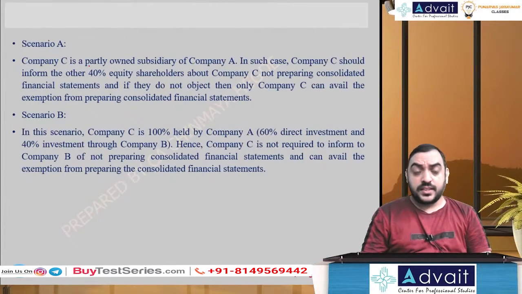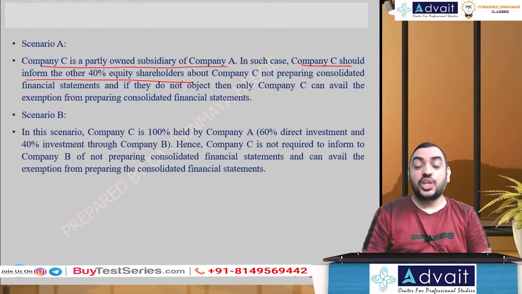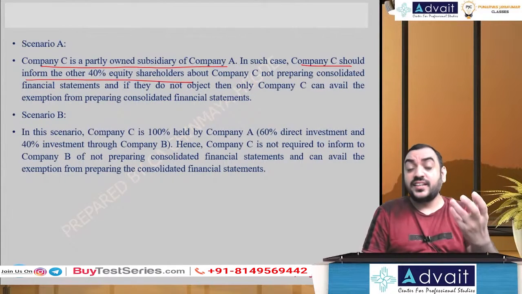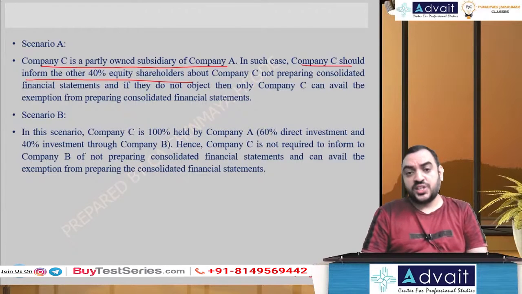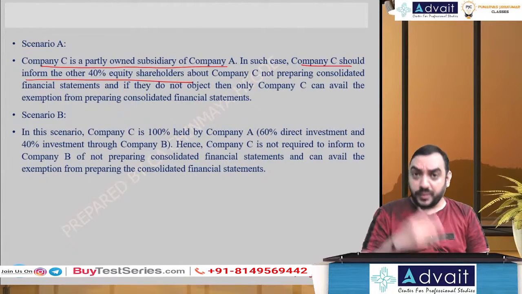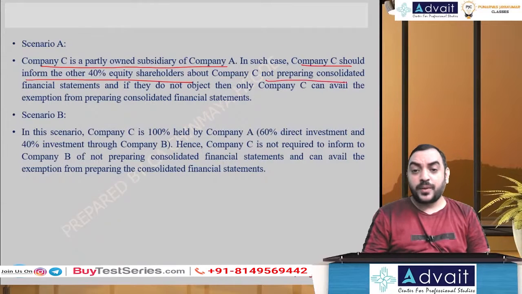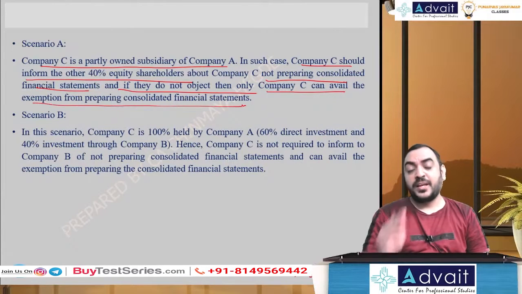Company C is a partly owned subsidiary. In such cases, company C should inform the other 40% shareholders. I just told you, right? Outsiders should give their approval. So the other 40% equity shareholders should be informed about not preparing consolidated statements, and if they do not object, then company C can avail the exemption from preparing consolidated financial statements.